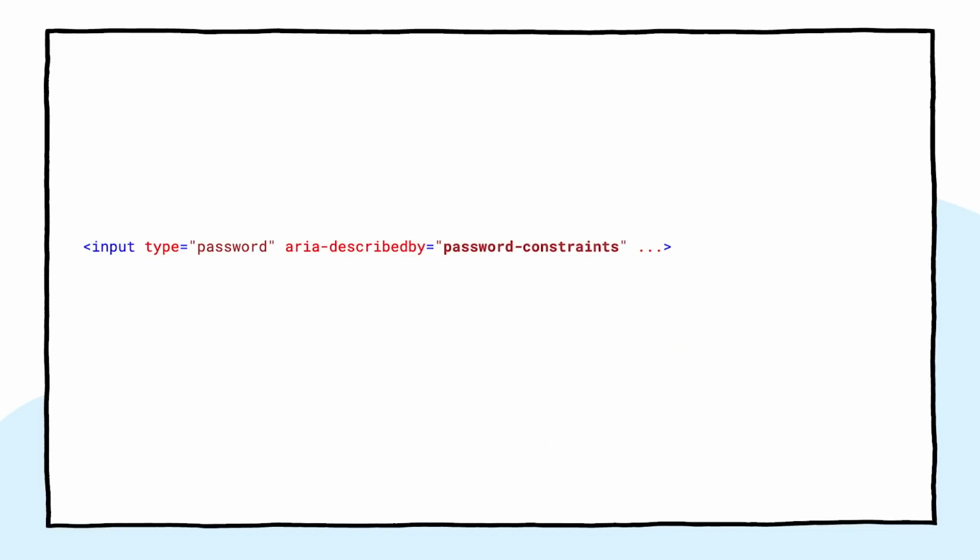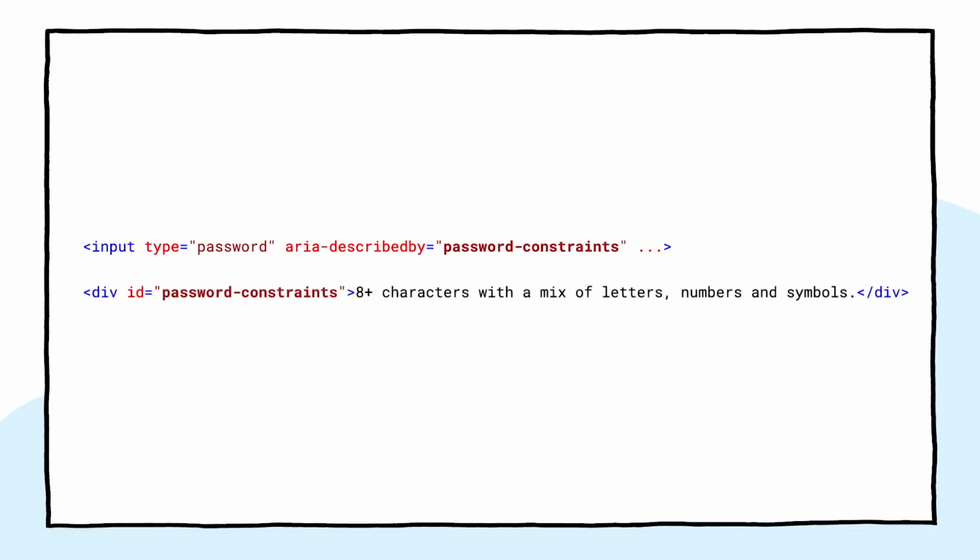Speaking of accessibility, use ARIA described by to explain password constraints, using the element you use to describe your password requirements. Screen readers read the label text, the input type, and then the description.